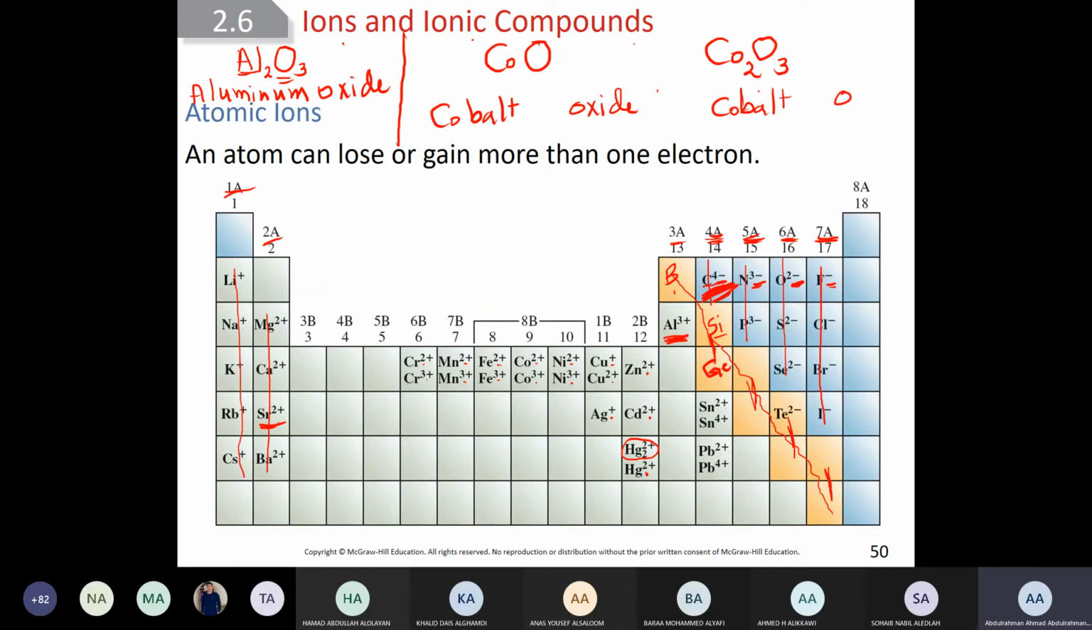Oxide also. But how can I differentiate between them? I will put the charge of the cobalt in parentheses like this. This means cobalt what? 2. Cobalt 2 oxide. And this one is cobalt what? 3. Cobalt 3 oxide. Should I do the same thing for aluminum? No, because there is only one charge.